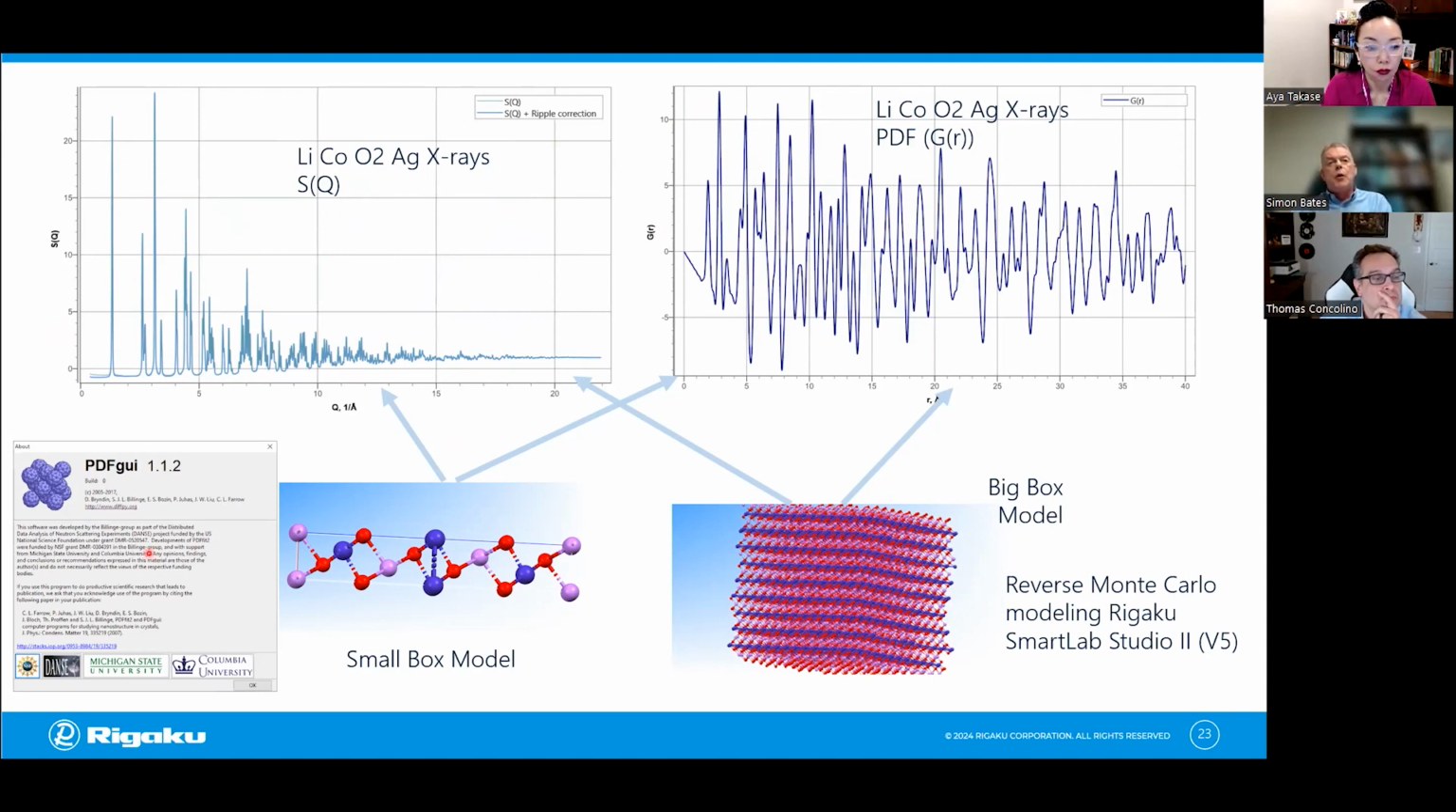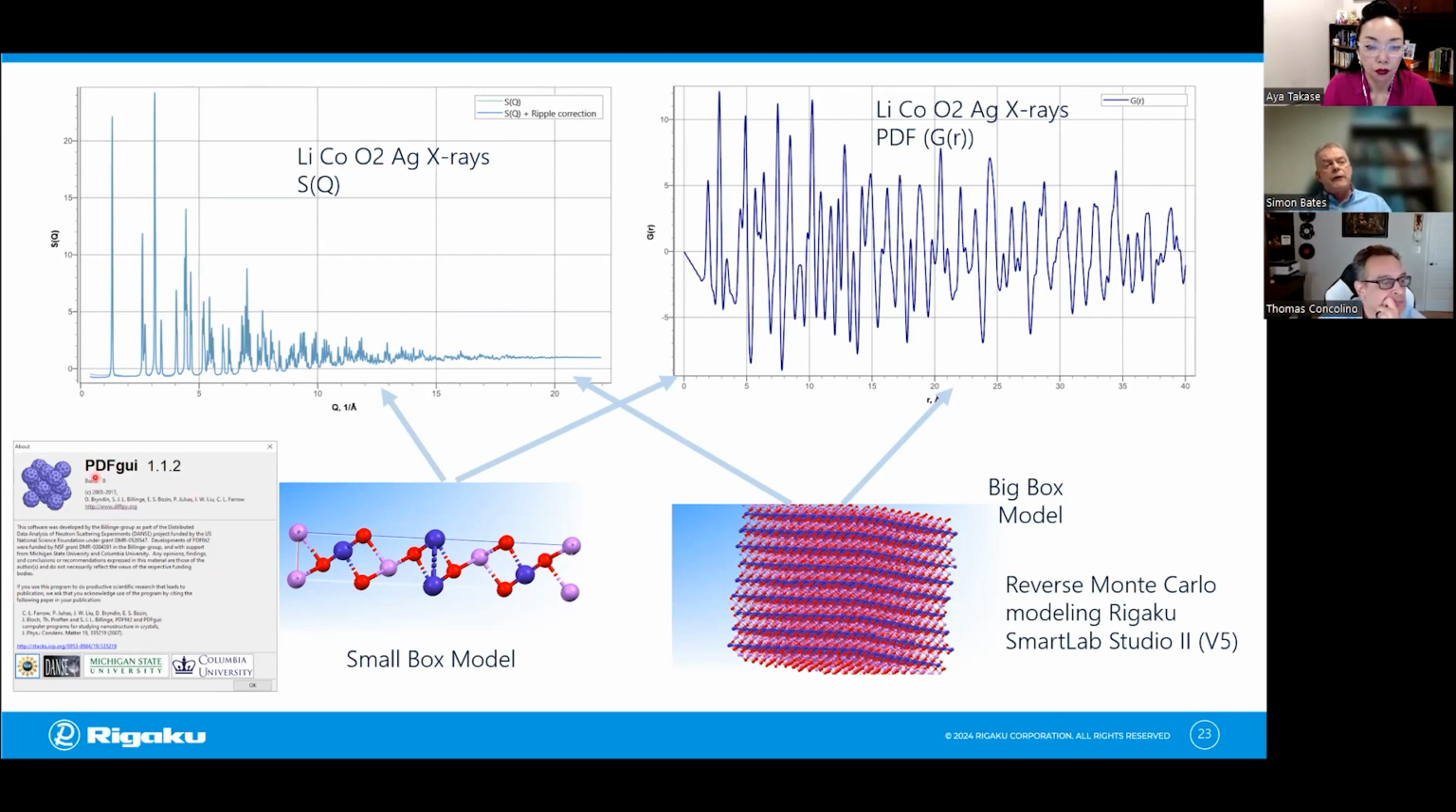Now let's have a look at small box and big box. In the small box model, you have, for example, a unit cell if it's crystalline material. If it's amorphous, you would have a molecule or a molecular unit as your small box. If it's crystalline, you have the unit cell, and into the unit cell you can put some atoms. So this is the small box model, and these atoms can be moved around with or without symmetry constraints, depending on how you set the model up.